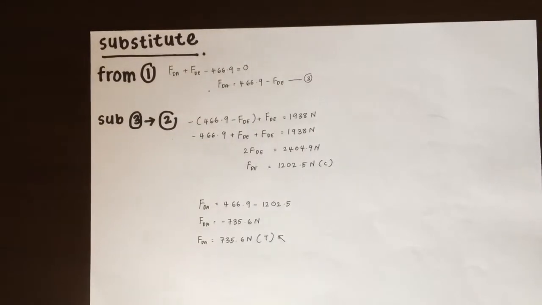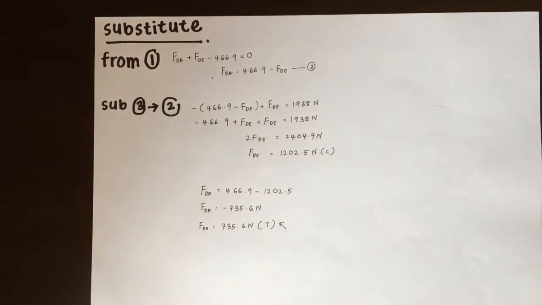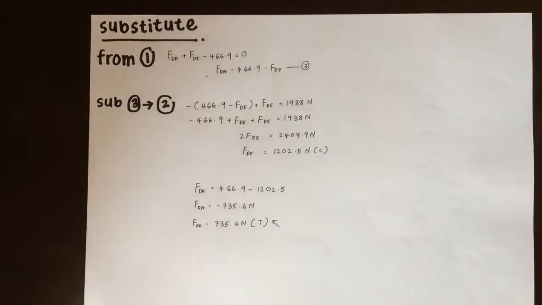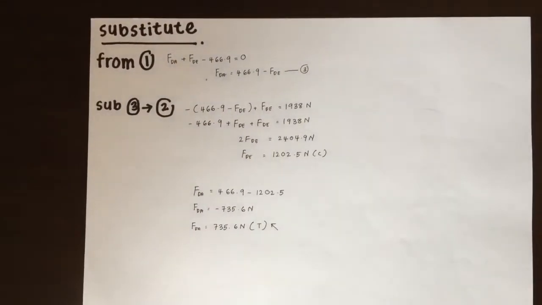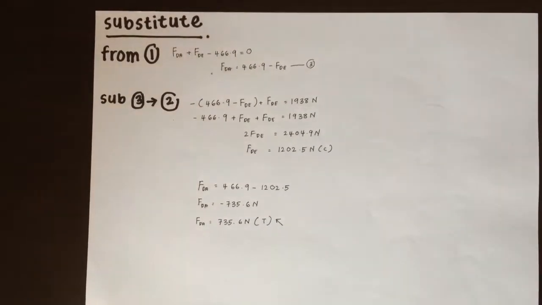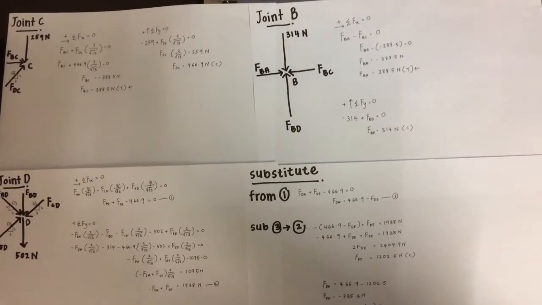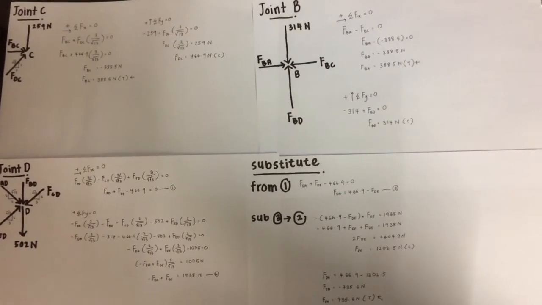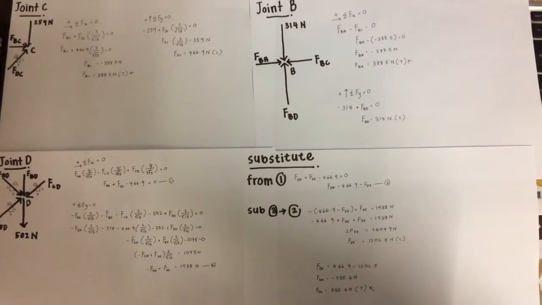And then from equation number 3, we just have to substitute the value of FDE. FDA equals to 466.9 minus 1202.5. We will get FDA equals to 735.6 Newton tension because the value of FDA is actually negative. So the arrow of FDA will point out from the point D. So basically, this is how to do truss to find whether the point has tension or compression.